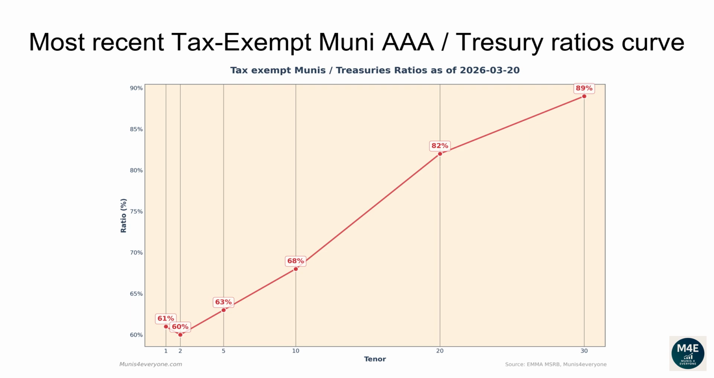The current one-year ratio is 61%. The 2 years ratio is 60%. The 5 years ratio is 63%. The 10 years ratio is 68%. The 20 years ratio is 82%. The 30 years ratio is 89%.